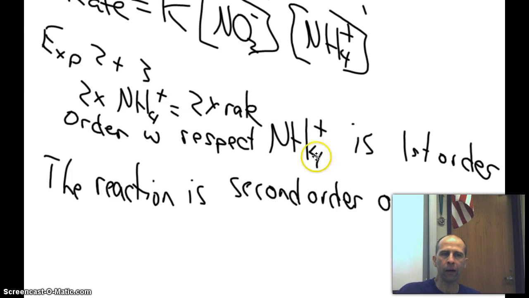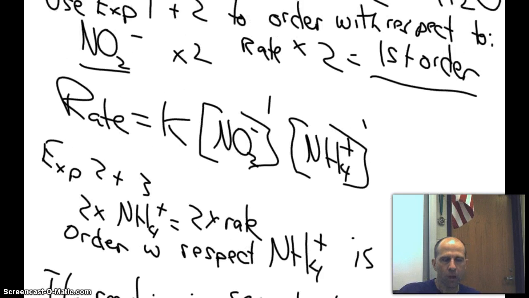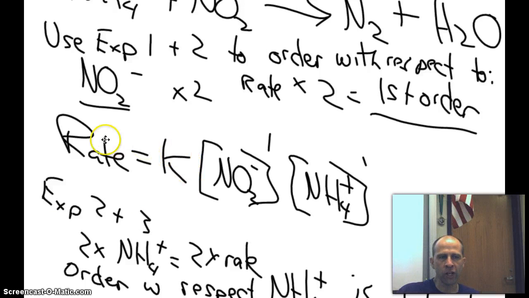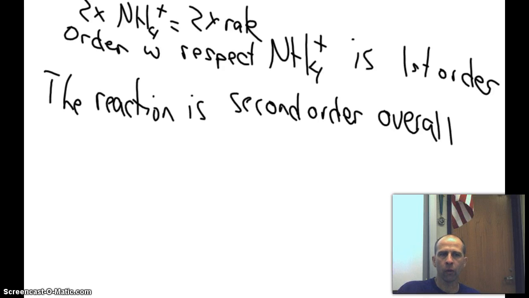And so here's how we say it. The rate law for this, that is the differential rate law, is the rate equals the rate constant multiplied by the concentration of NO2 negative to the first power, multiplied by the concentration of the ammonium ion, NH4 plus, to the first power. So it is first order with respect to each of the 2 chemicals that are reactants, but we also say this: the reaction overall has an order, because there's a 1 and a 1 for the 2 orders. It is second order overall.